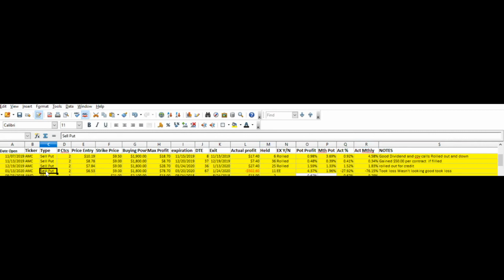I wasn't able to roll it down, or I wouldn't have gotten that credit. At this point, it's now trading at 653, so it's gone down almost 40%, 30-plus percent from when I first started looking at this. I'm still at the $9 strike price, and my buying power is still tied up at 1800.